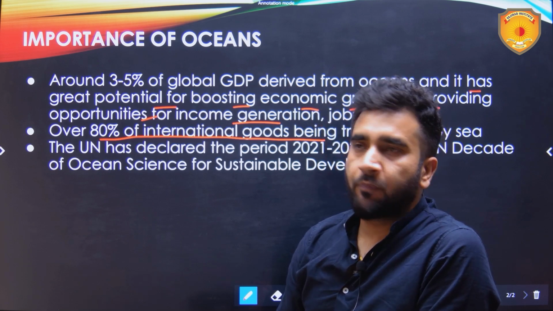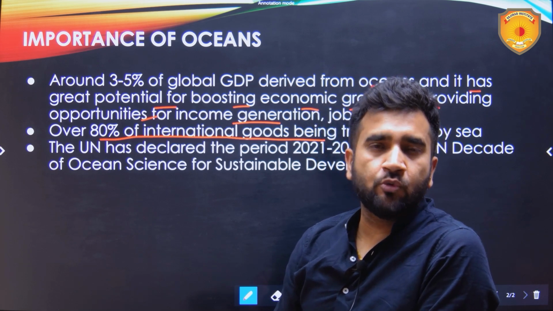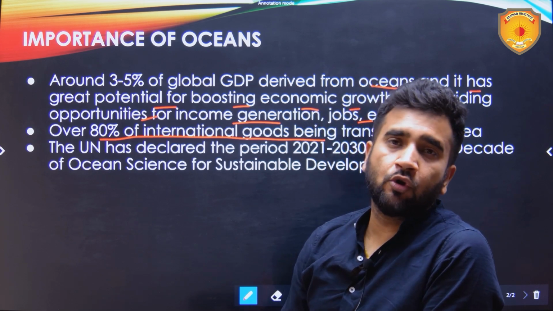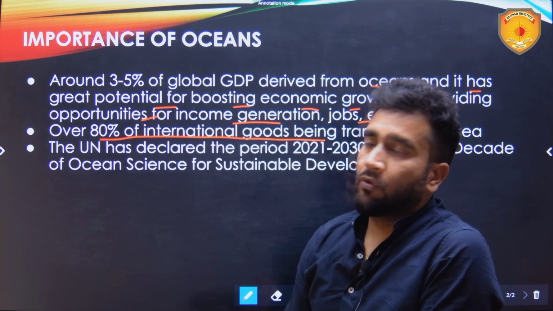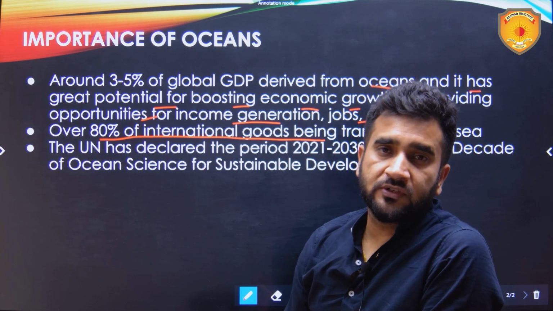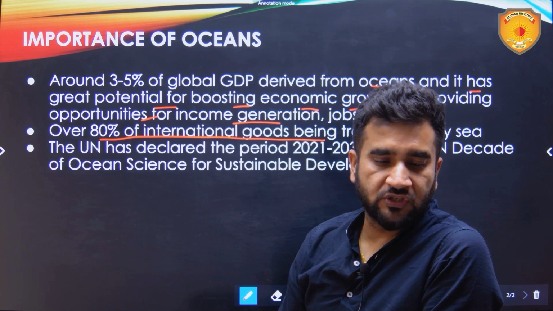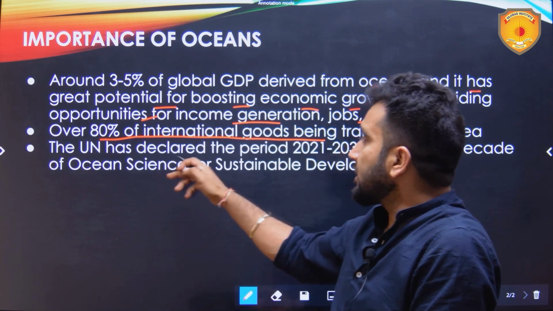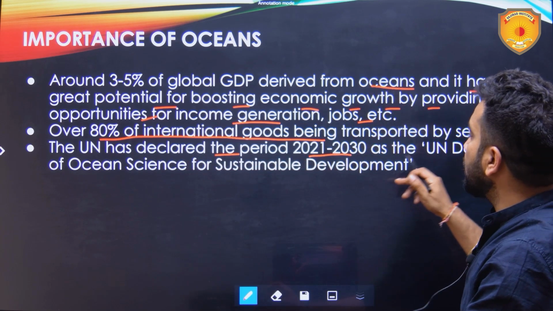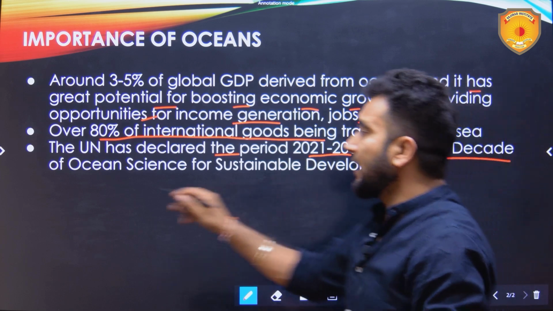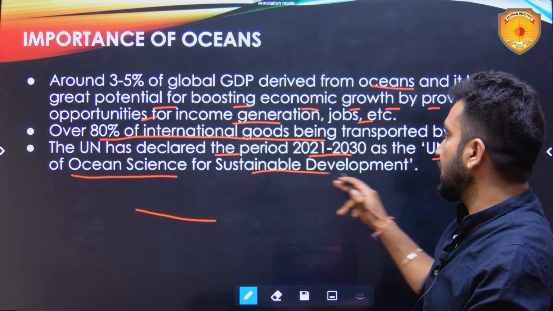That's why it becomes important. Shipping can also be considered as part of blue economy. And globally, whatever global trade happens, imports, exports, more than 80% of them happens through the waters. So that is why oceans are important. Now, the United Nations has declared the period 2021 to 2030 as the UN Decade of Ocean Science for Sustainable Development.